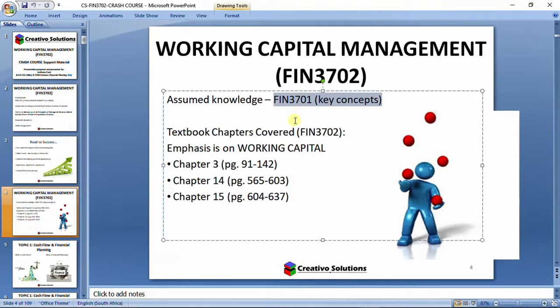They're separate modules, and they cover different chapters. So you'll see the focus is always on short term. Okay, working capital is looking at short-term capital.